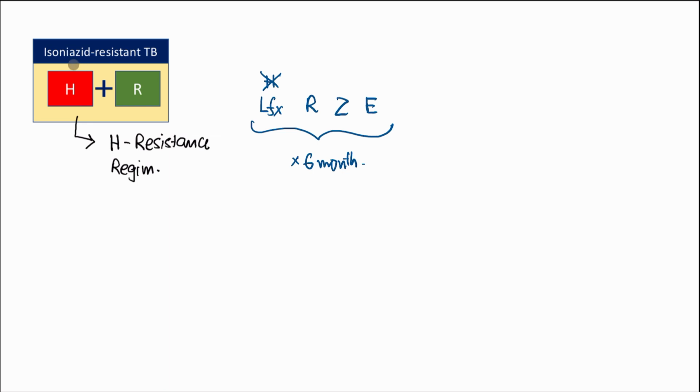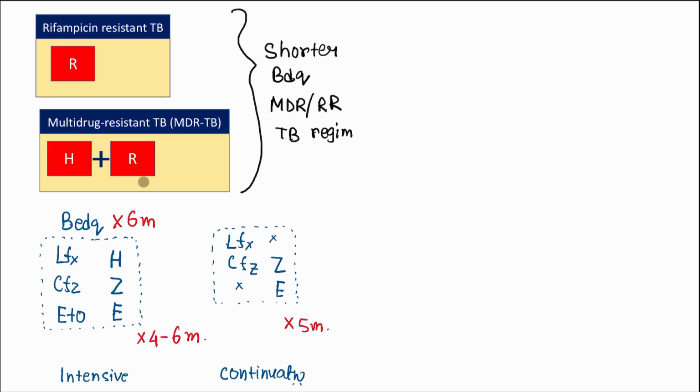So look here, in the isoniazid resistant TB, what you have to do? Write the same thing, HRZE, but this is resistant to H, you cannot give H. In place of H, you have to give levofloxacin. Okay, so the regime here is levofloxacin, R, Z and E. It should be continued as a daily dose for 6 months.